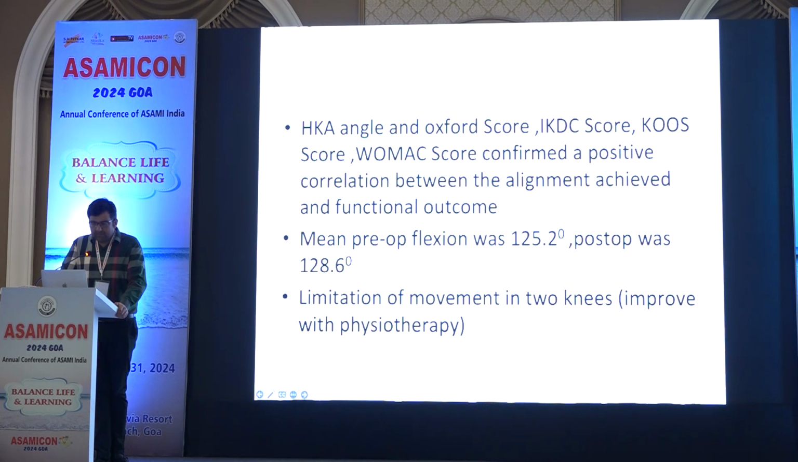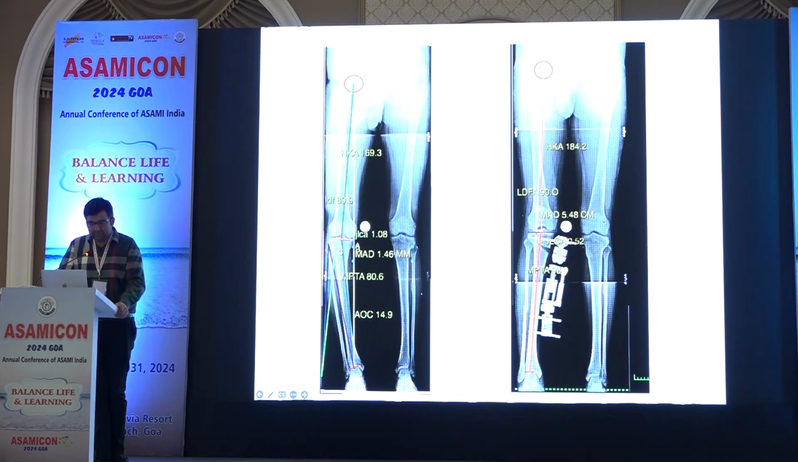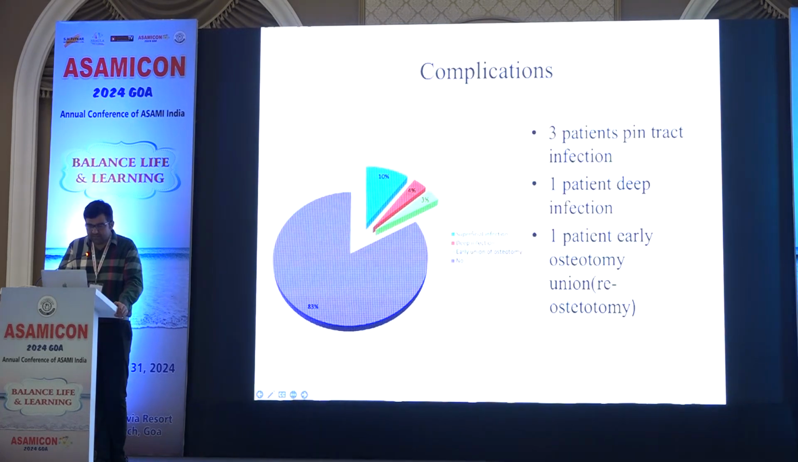The mean pre-op flexion was 125 and post-op was 128. A limitation of movement in 2 knees was there, which improved after some time with physiotherapy. This is the pre-op X-ray on the left side, and the right side shows the post-correction X-ray. And these are the clinical images.